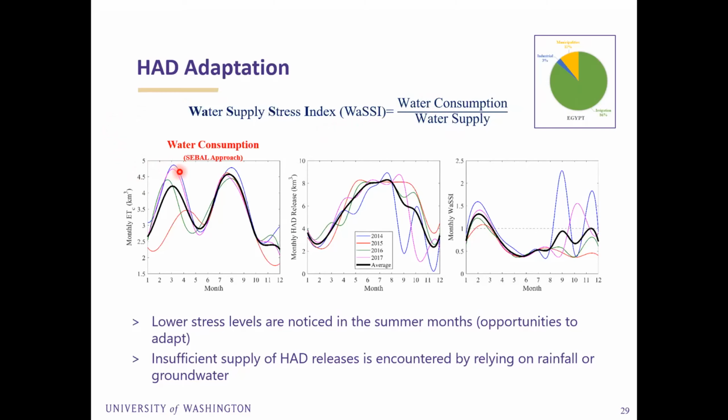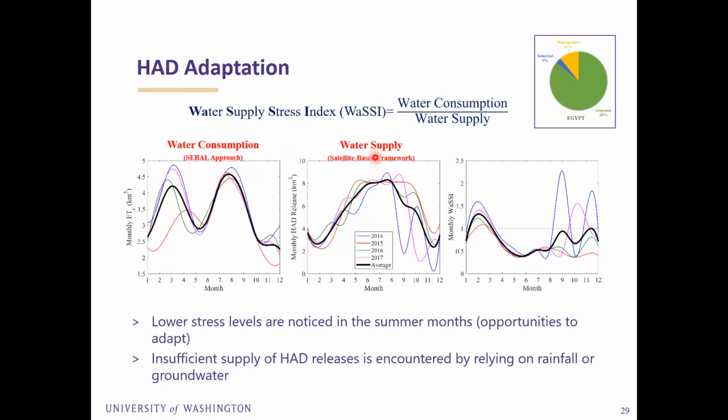So how did we calculate the water consumption? We use the CBAL approach to estimate the evapotranspiration, or the ET. We did this using satellite images for the 4 years from 2014 to 2017. The thick black line is showing the average. And we can see that the satellite is able to capture the peak season, or the two seasons of crop in Egypt. One season happens by the end of the winter, and the other season is the summer season. So this is the water consumption, which is the numerator of the WASI, or the stress index.